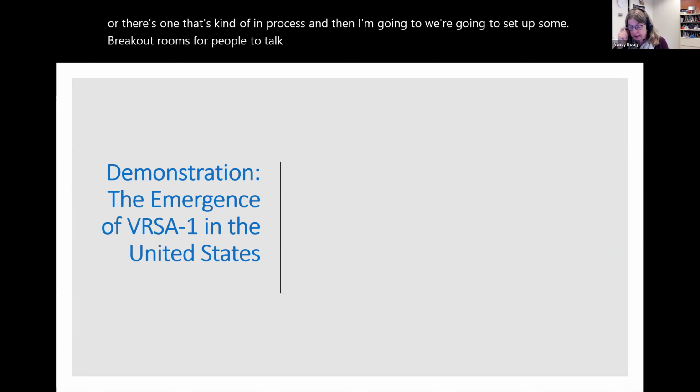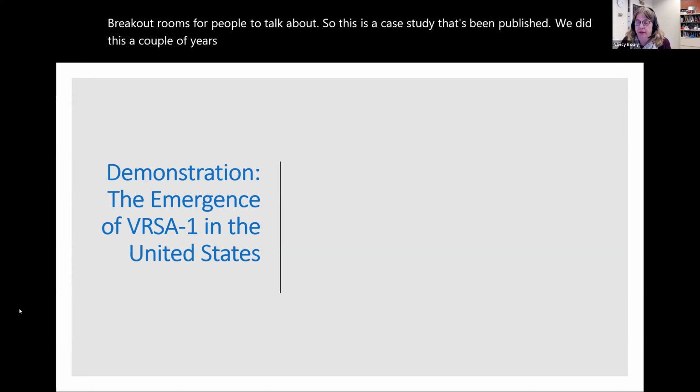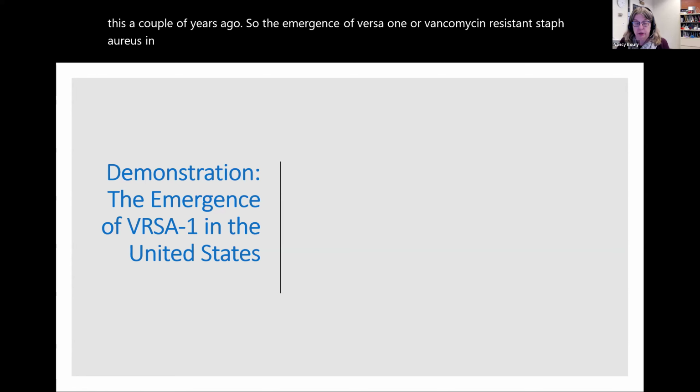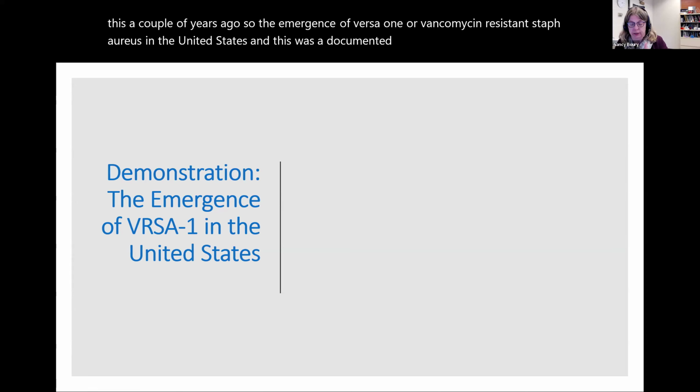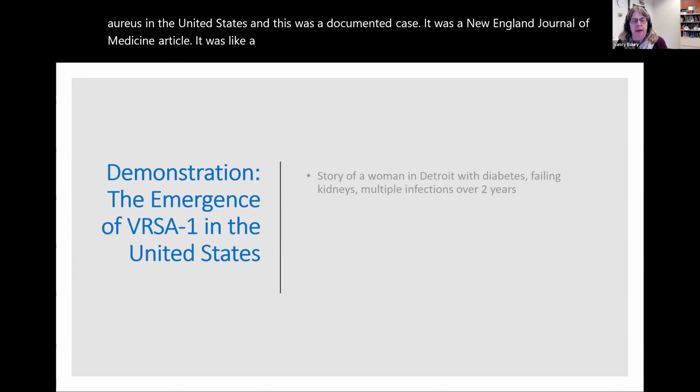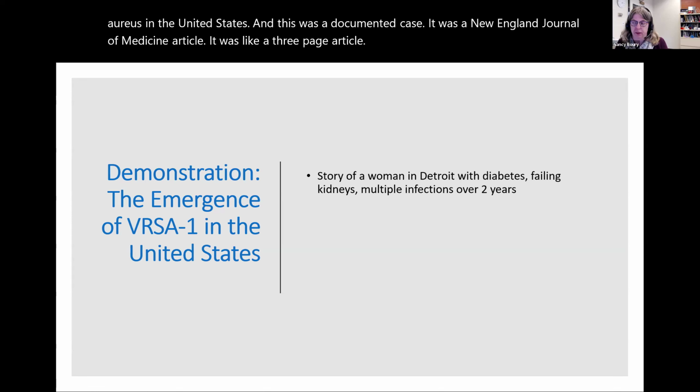So this is a case study that's been published. We did this a couple of years ago. The emergence of VRSA-1, or vancomycin resistant Staph aureus, in the United States. And this was a documented case. It was a New England Journal of Medicine article. It was like a 3-page article that said, hey, VRSA happened.